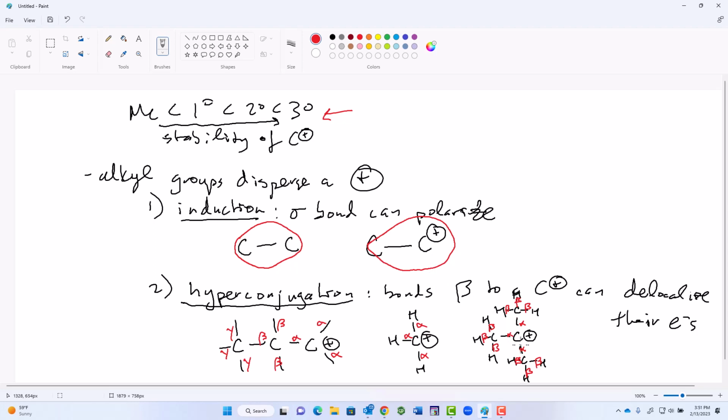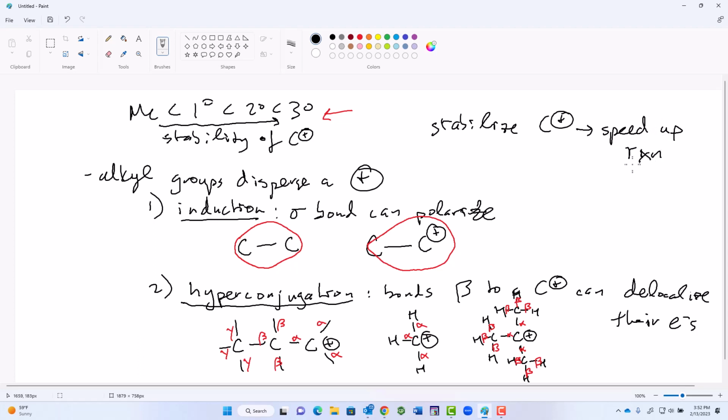Plus, the more carbons we have around a central carbocation, the more hyperconjugation occurs to stabilize that positive charge. We're going to delocalize these electrons quite a bit more than we would in a methyl carbocation. So if we can stabilize the carbocation, we're going to reduce the activation energy. Remember, it's unlikely for it to form because it's an unstable intermediate. However, if we can stabilize the carbocation, we're going to speed up the reaction.